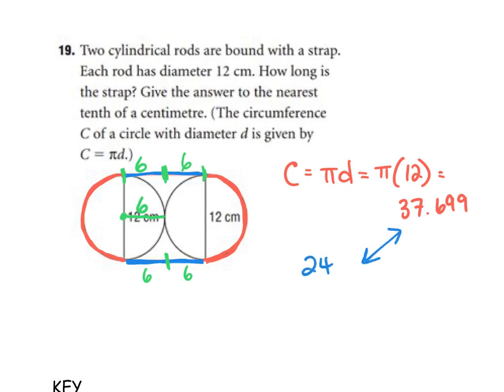So now I need to add 37.699 to 24. I get a final answer of 61.699. Rounded to the nearest tenth gives me 61.7 centimeters. And don't forget units when we're writing out answers like this.